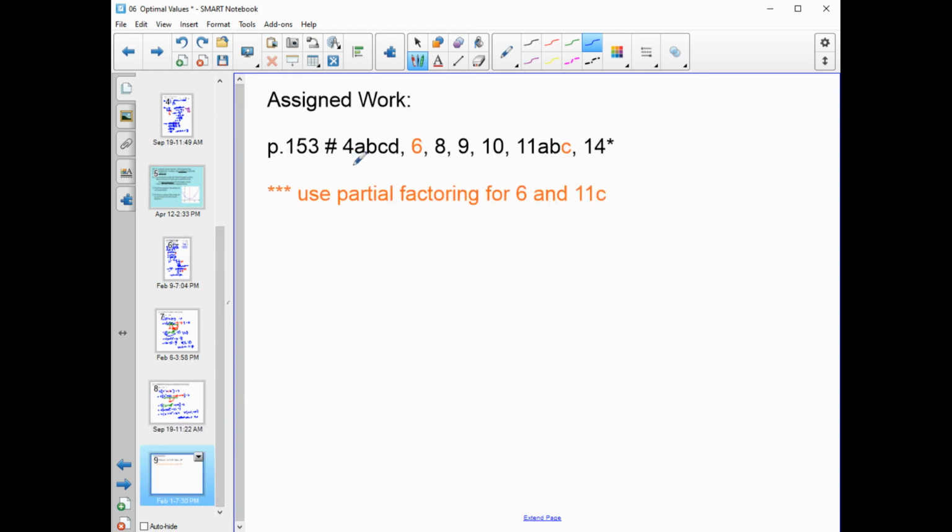I just want to point out, this is the work that I've assigned as of the writing of this lesson. None of these questions from your textbook actually ask for partial factoring, so I've just denoted a couple that I really want you to try using partial factoring on. In most circumstances, I will never require that, but it is a technique that you should learn, and in the off chance that I ask you to do a question by partial factoring, you are responsible for it, so you do need to learn how to apply that technique.